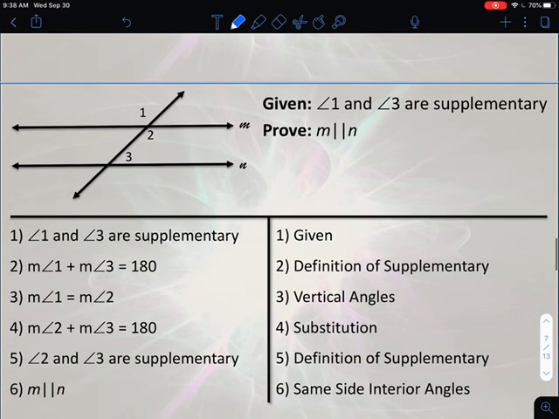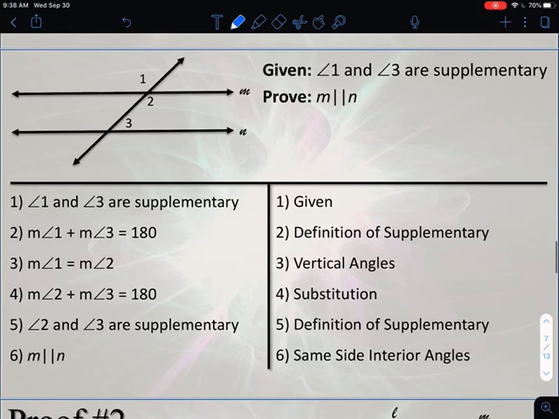Now, if we want, let's look at some proofs here. So I have these proofs kind of filled out. We're going to talk them through step by step. So in the types of proofs that we're working with here, they're telling us that angle 1 and angle 3 are supplementary. So angle 1 here is supplementary to angle 3. So they're starting us with those two angles.